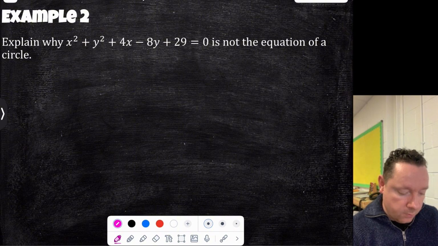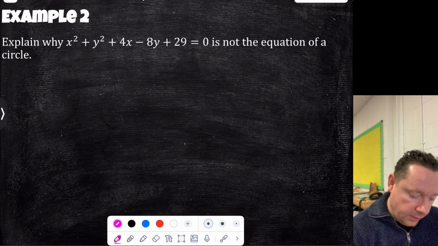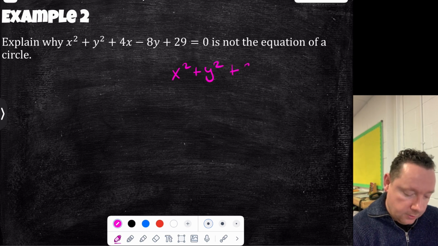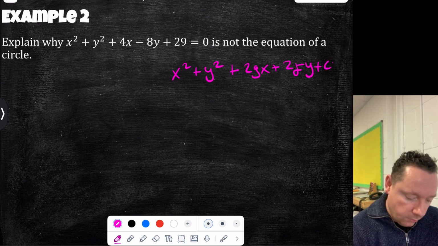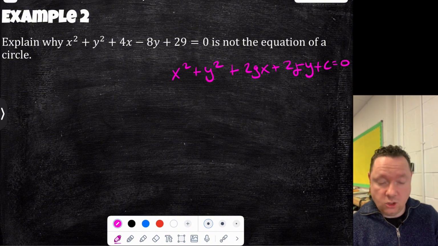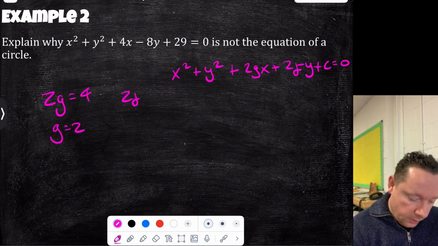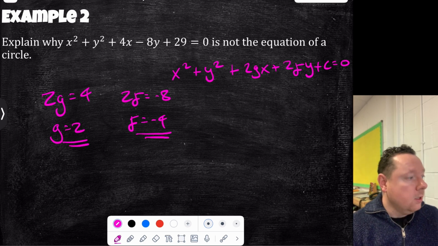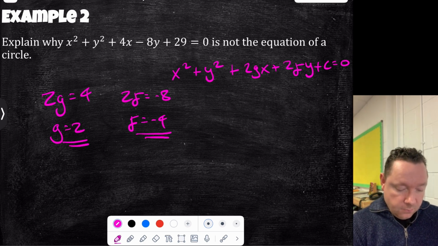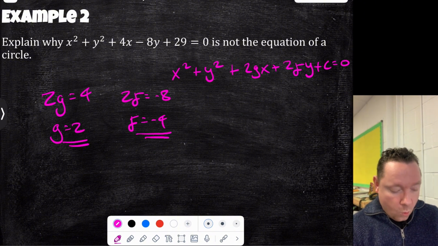Example 2 for a general equation of a circle. Explain why x squared plus y squared plus 4x minus 8y plus 29 equals 0 is not the equation of a circle. So the start of the exam paper tells us that x squared plus y squared plus 2gx plus 2fy plus c equals 0. Okay, so we know if it was a circle, 2g would equal the number in front of x, which is 4, so g would equal 2. And if it was a circle, 2f would equal minus 8, which means that f is minus 4. So our centre would be (minus g, minus f), which is (minus 2, 4).